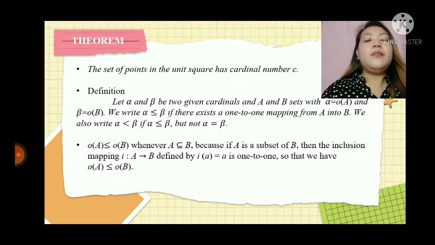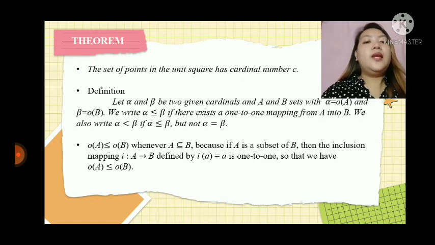|A| is less than or equal to |B|, where A is a subset of B, because if A is a subset of B, then the inclusion mapping i from A to B, defined by i(a) = a, is one-to-one, so that we have |A| is less than or equal to |B|.